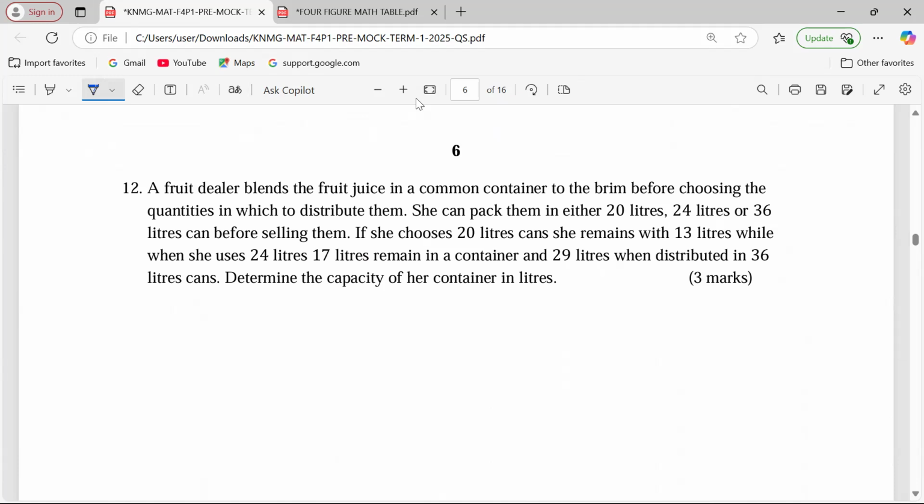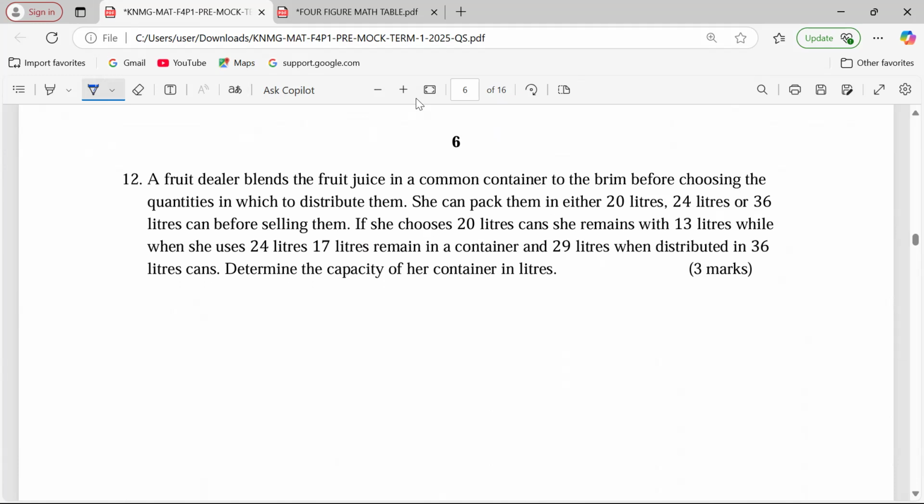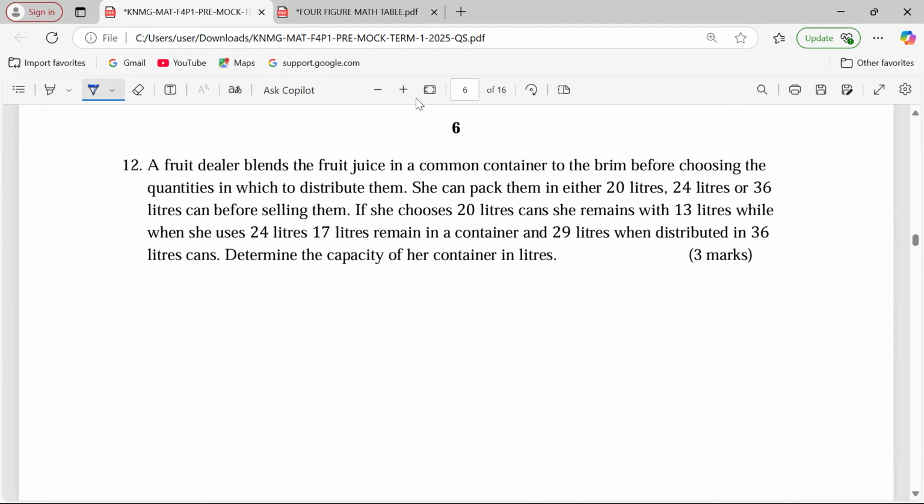If she chooses the 20 liters can, she remains with 13 liters, while when she uses 24 liters, 17 liters remain in the container, and 29 liters remain when she distributes the juice in 36 liters can. Determine the capacity of our container in liters.